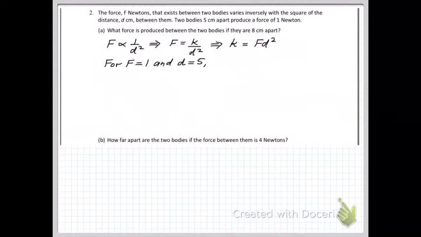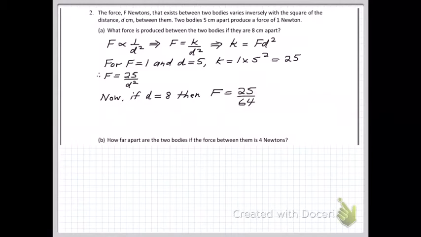So if F equals 1 and d equals 5, k is 1 times 5 squared, which is 25. Therefore, the equation is F equals 25 over d squared. And if d is 8, substitute d equals 8. So F equals 25 over 64, or 0.39 newtons.